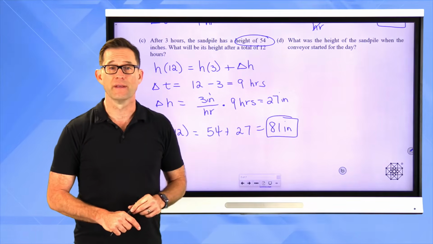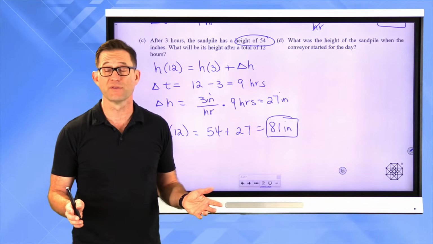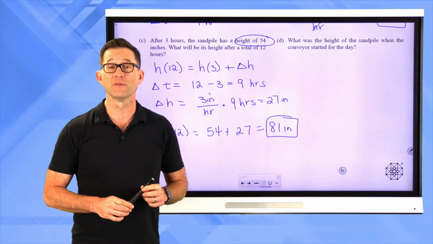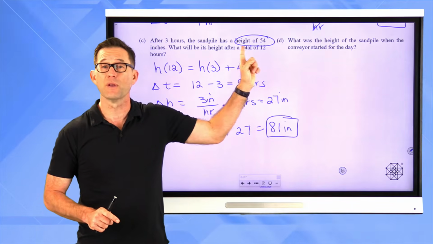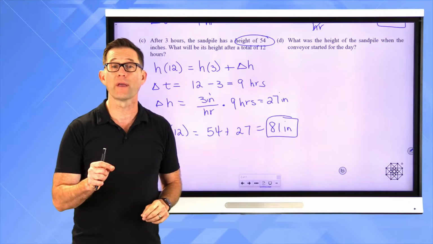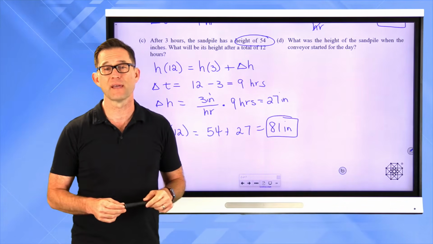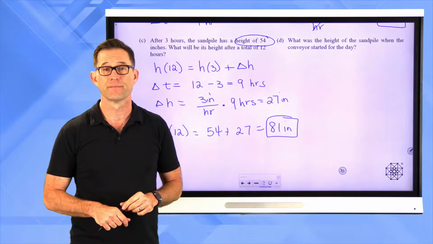Let's take a look at letter D. What was the height of the sand pile when the conveyor started for the day? Right? We can't assume that it was 0 inches, and in fact, it wasn't. So what I'd like you to do is pause the video now and again, try to use the fact that at 3 hours we know the height of the pile is 54 inches, and we know that it was growing at a rate of 3 inches per hour to figure out what the height of the sand pile was when the conveyor started for the day.